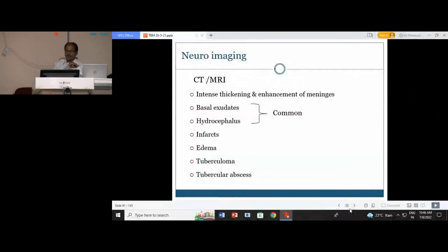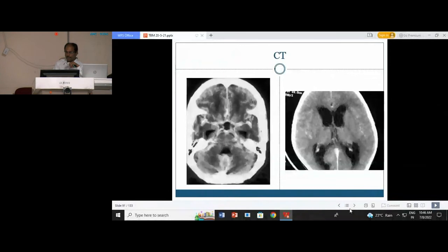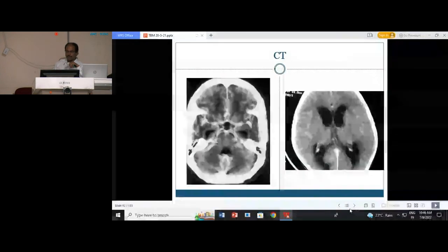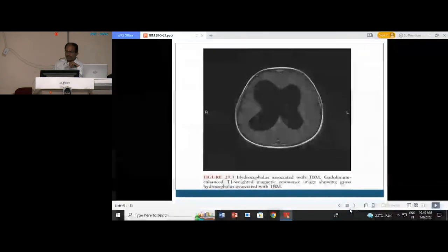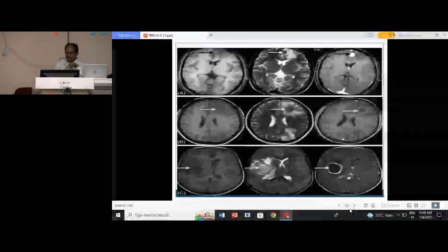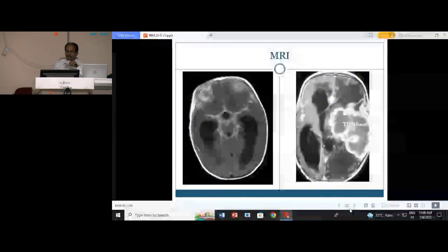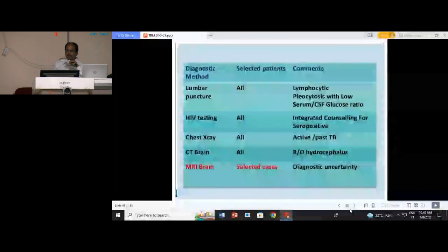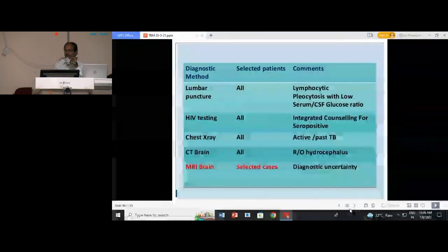You can see the intense enhancement of the meninges, hydrocephalus with TBM, the gadolinium enhancement. You can see tuberculomas. Here you can see a tuberculous abscess, very big. So lumbar puncture in all patients: lymphocytic pleocytosis with low CSF to serum glucose ratio, very important.